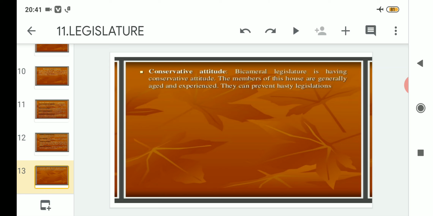Clear? So we have come to the end of today's topic. I hope that the points we have read today are now clear to you regarding the merits or advantages of bicameral legislature.